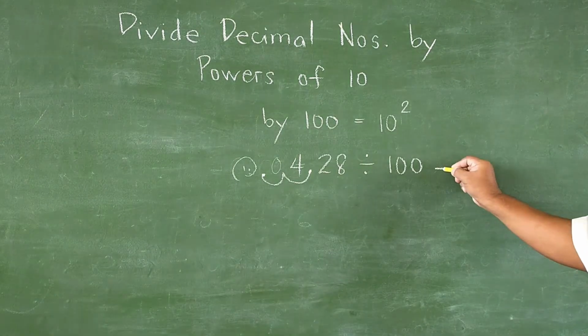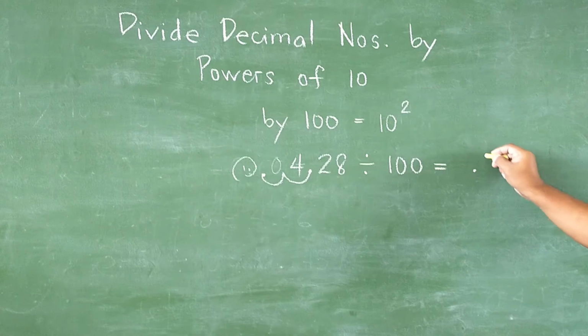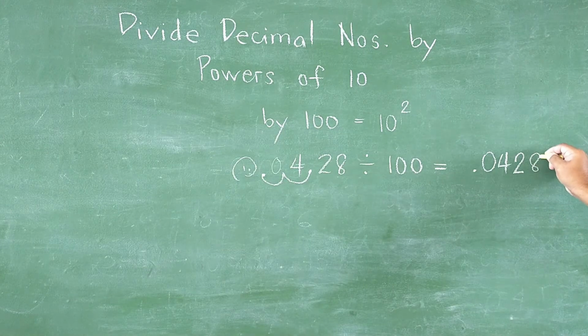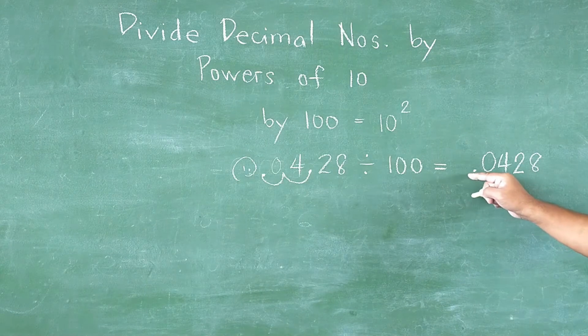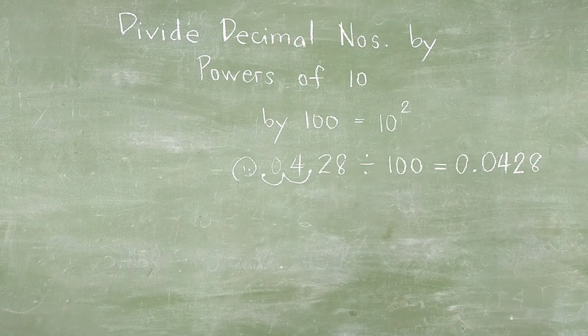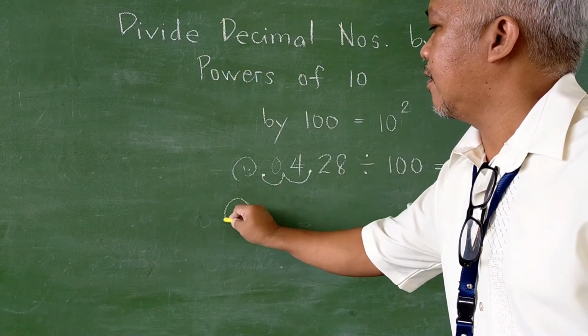So therefore, what is the quotient? It is now 0.0428. Again, walang number, we can put 0. So it is now 428 10,000ths. Okay?